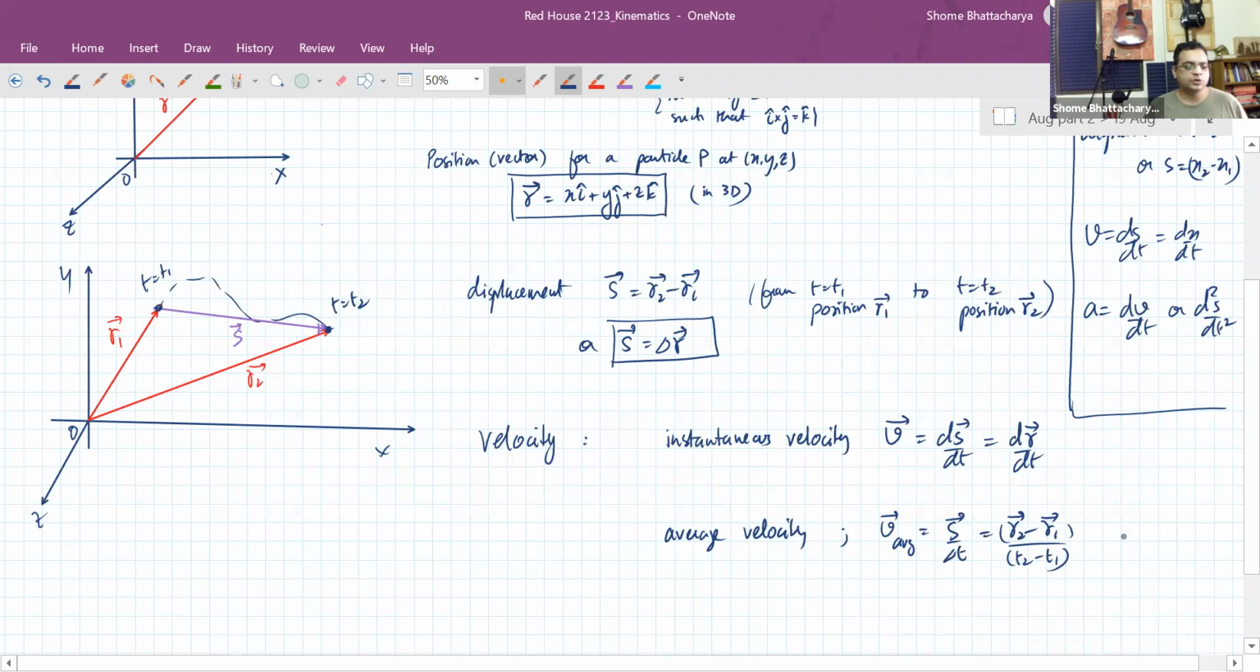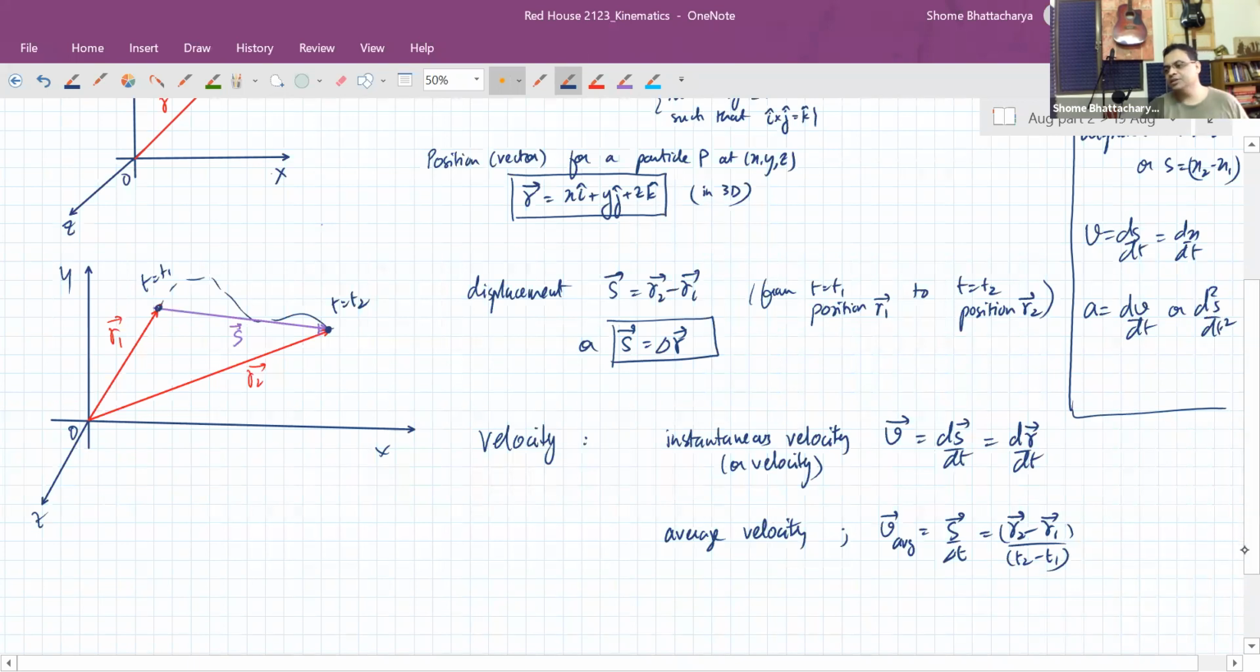So generally we talk about instantaneous velocity only. So if we just use the term velocity alone, by default we're talking about instantaneous velocity. Whereas if you're talking about average velocity for some reason, then we always define it separately with the prefix average.